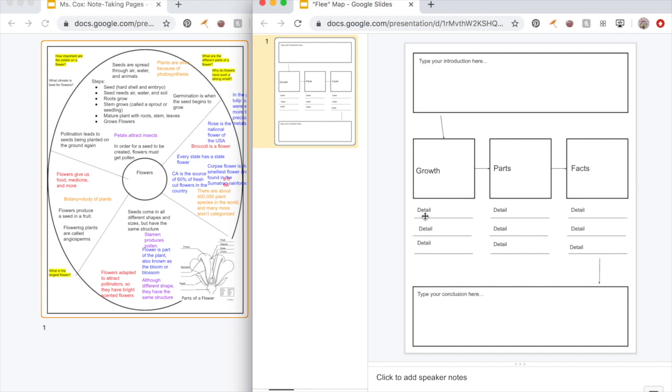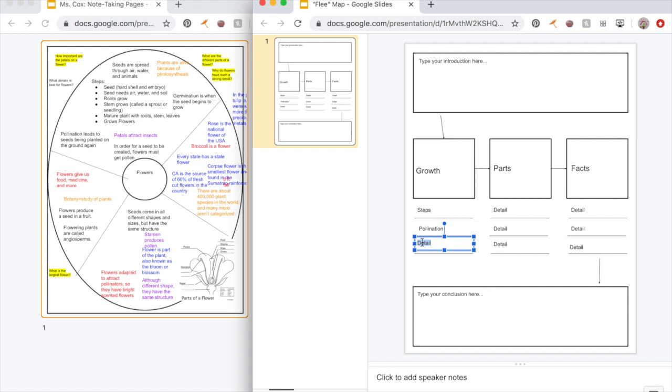The next step is to add specific details on those 3 lines under each square. I am going to write 3 details based on the information in my circle map. So I notice for my paragraph about growth and how flowers grow, I'm going to want to include the information about the steps of how they grow. I also want to include information about pollination and pollinators.